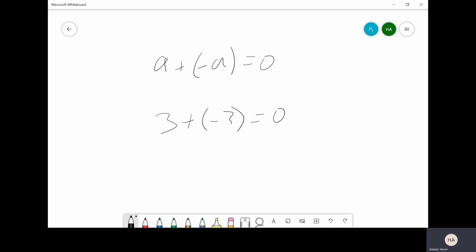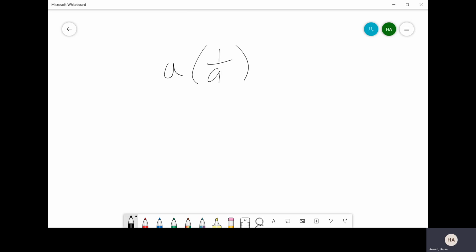And when we add them together, we get 0, right? Okay. It's going to be slightly different for multiplication. For multiplication, what it says is, okay, well, if we have any number and we're talking about multiplication, there always exists 1 over that number to where when we multiply them, we get 1.